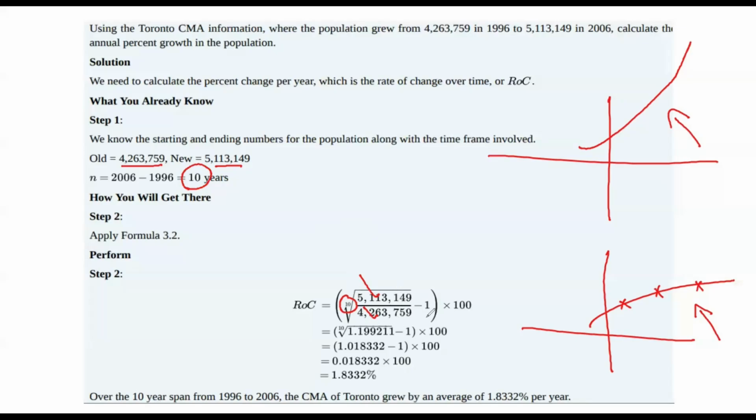So when you finish with that, subtract one, and then the answer you get, you multiply by 100, so I was sticking at 100%. And your answer turns out to be 1.8332%. So this gives us a nice average of what went on each year over that 10-year period. It's like somebody asking, on the average, how much did it increase?